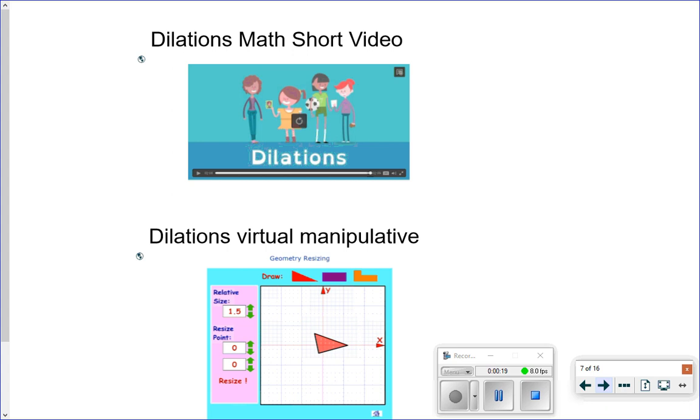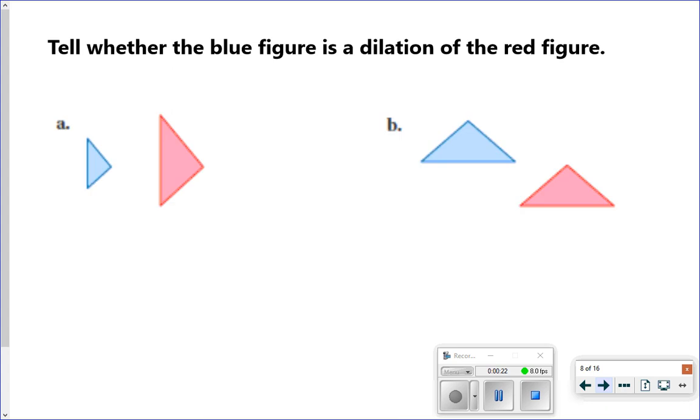Okay, so for dilations, we're going to go ahead and skip through those. It says, tell whether the blue figure is a dilation of the red figure. Dilation means the size changes, but the shape is proportional. So the size isn't the same, but they're still similar figures. So from the blue to the red here, those are the same shape and they're different sizes. So that one is going to be yes. Same shape, different size. I'm going to go ahead and explain here.